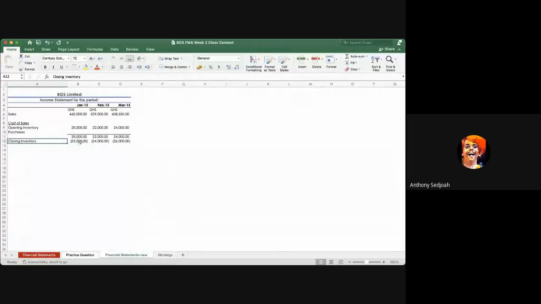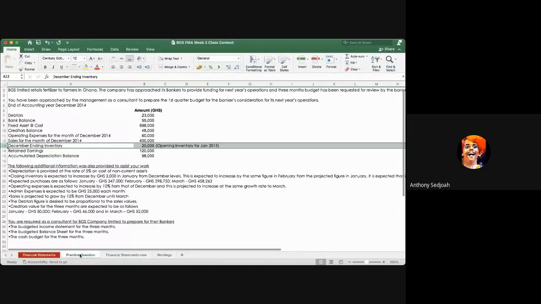Okay, good. Thank you. From the format, we add the opening plus purchases. Then whatever we get, we subtract the closing. And to show that subtraction, I put a negative before I reference the cells. Now let's see how we can go about our purchases.